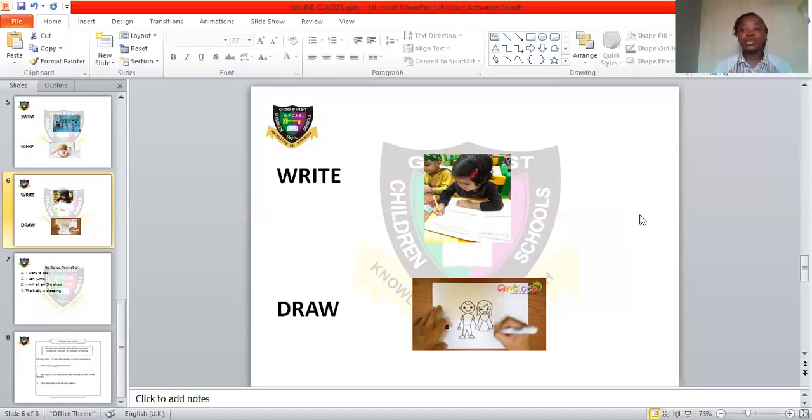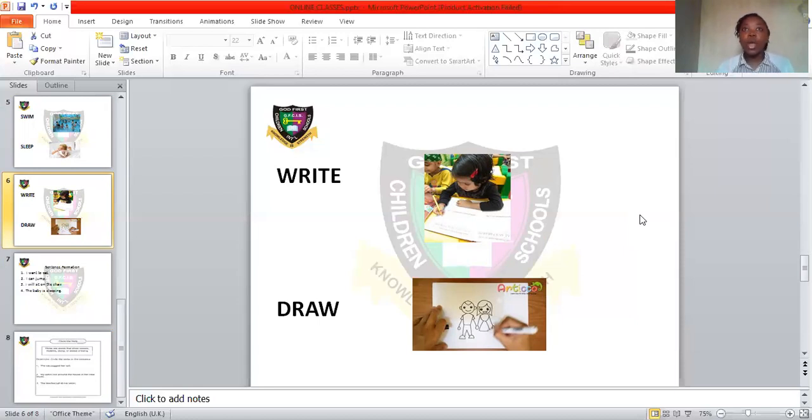When we listen to mommy, when we listen to daddy, we are carrying out an action at that moment. And the action we are carrying out is listening. So the verb in our action is listen.